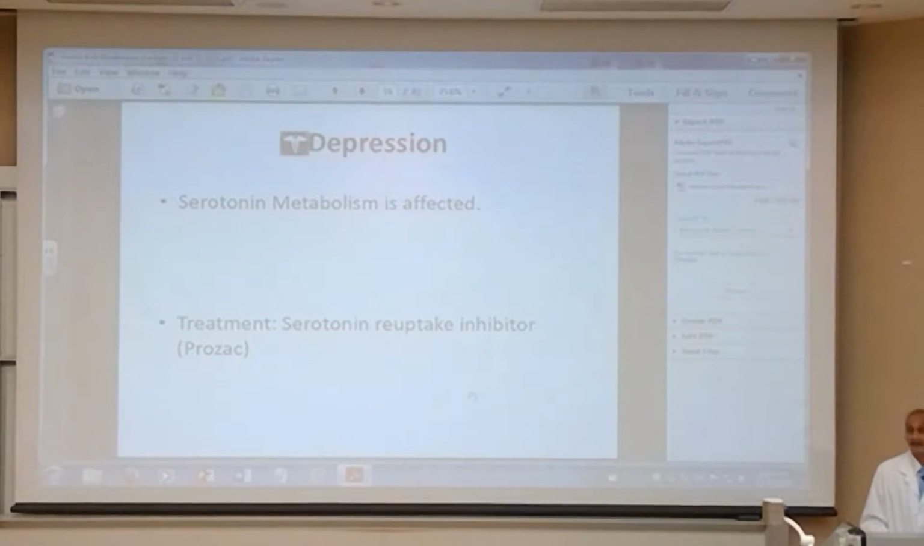Depression: serotonin metabolism is basically affected. Serotonin in general makes you happy. In some individuals, they cannot make enough of it. They undergo depression, and even a normal individual, one time or the other, depending on the situation, can go through this. And there are inhibitors, serotonin reuptake inhibitors. Prozac is the chemical.